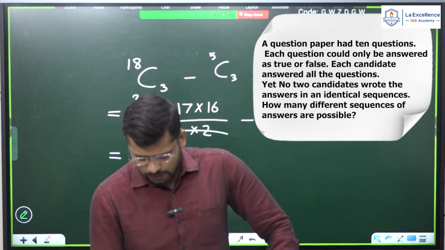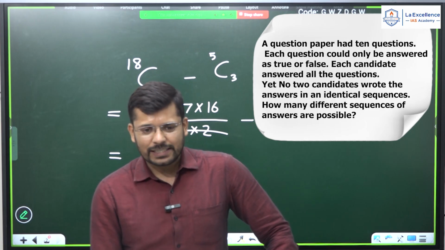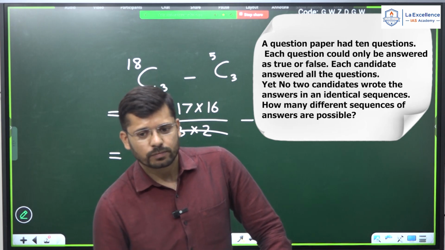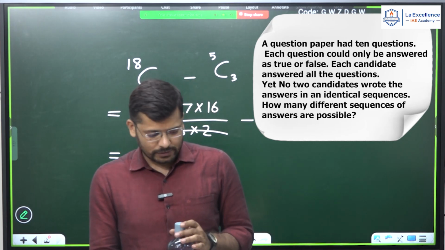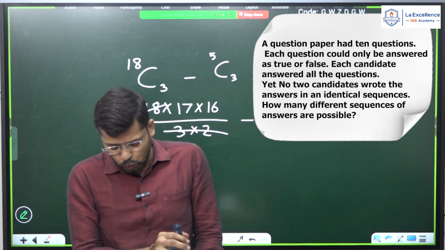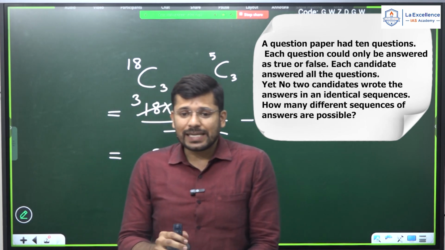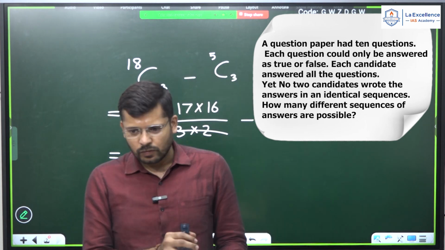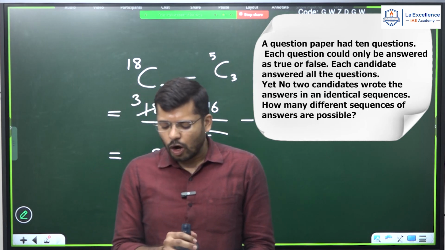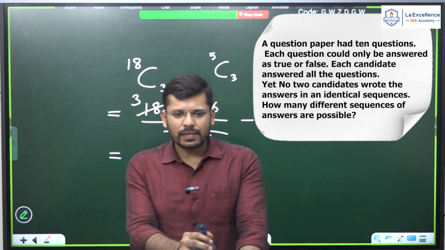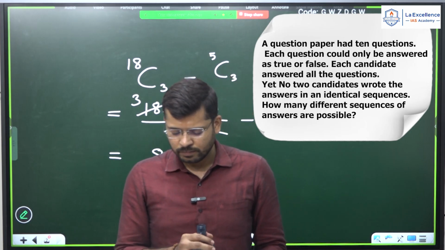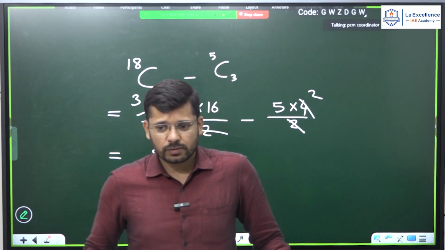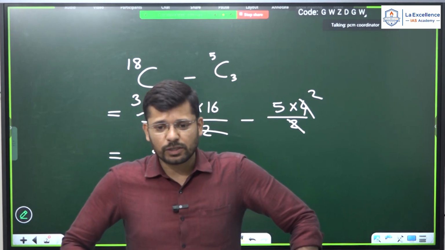Next question. A question paper had 10 questions. Each question could only be answered as true or false. Each candidate answered all the questions. Yet, no 2 candidates wrote the answers in an identical sequence. How many different sequences of answers are possible? So there are 10 questions and each question has 2 options. So in how many different ways can the question paper be answered?